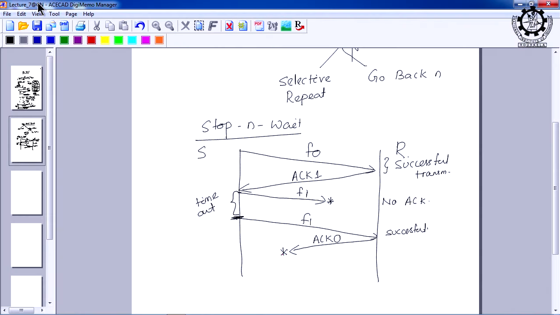Now, once acknowledgement 0 is transmitted, suppose it is lost on the way. When it is lost on the way, a timeout occurs again. Any problem on that side? Any problem?